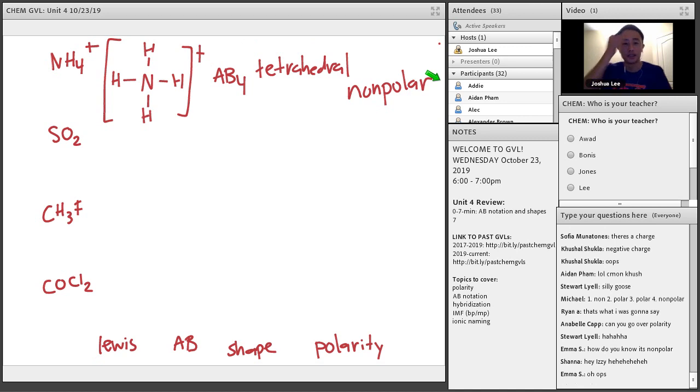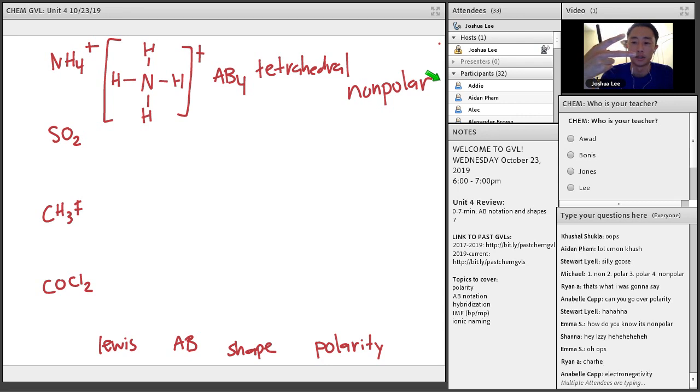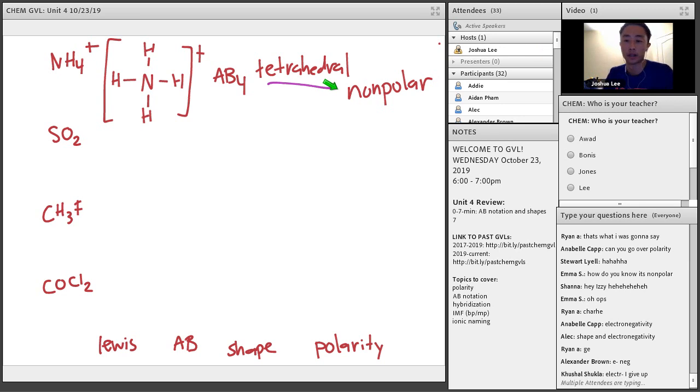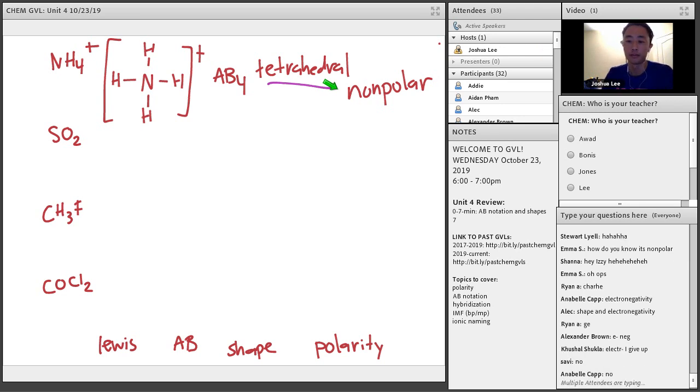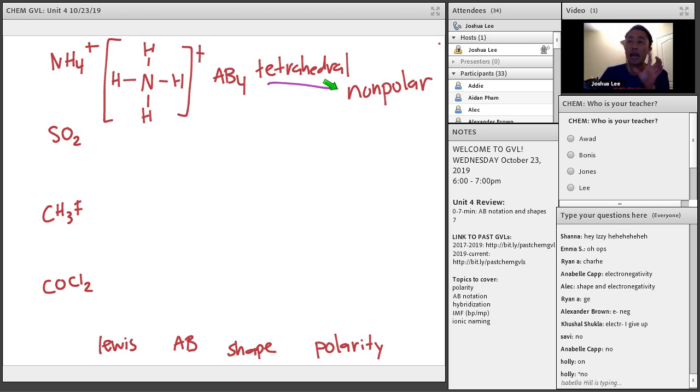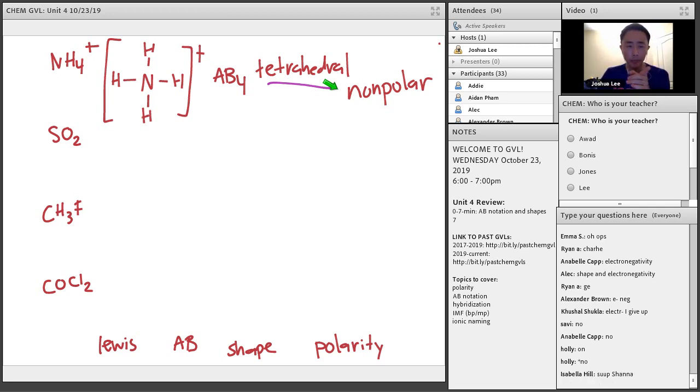All right, so let's talk about this. So remember, polarity depends on what two things? Shape and electronegativity. Based on the shape, were we able to tell if it's polar or nonpolar automatically? No, we weren't. So then we have to go to electronegativity. So this is where we have to check each individual bond and check how they're sharing their electrons. So if you look at nitrogen versus hydrogen, which one is more electronegative?